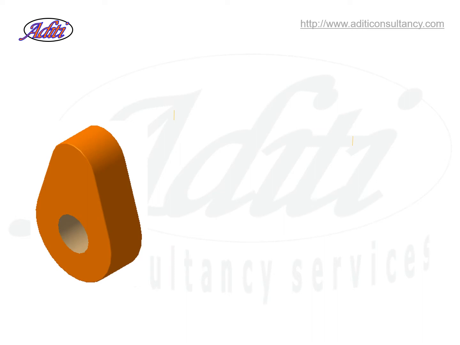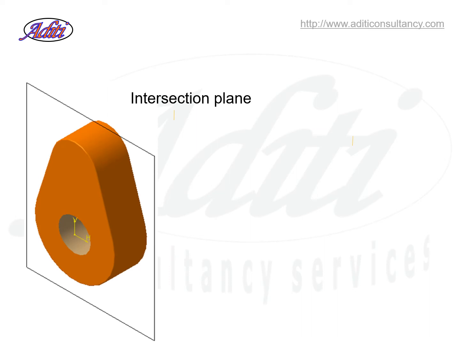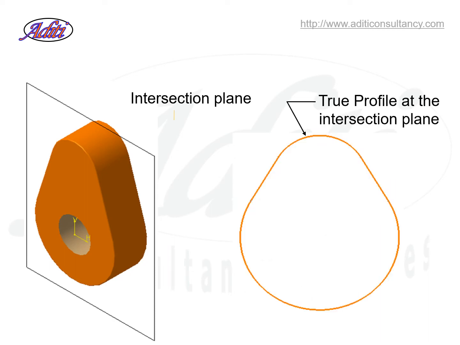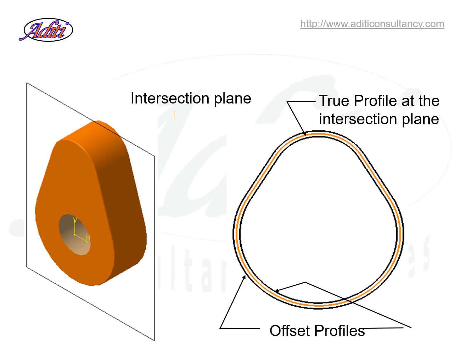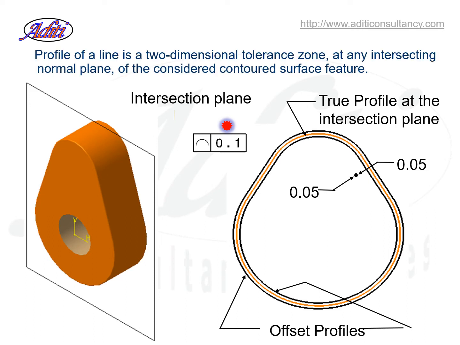So for inspection of profile of a line error, you will have to consider a normal plane intersecting with the part surface. The intersection of that plane and the part surface will be a two-dimensional profile. For that nominal two-dimensional profile, if you consider two equidistant offset profiles, the distance between the two being equal to the stated profile of a line tolerance in the feature control frame, that would be the applicable tolerance zone for measurement purposes.